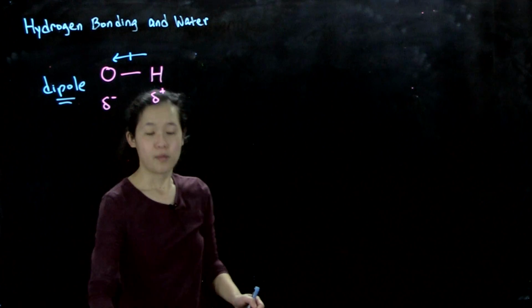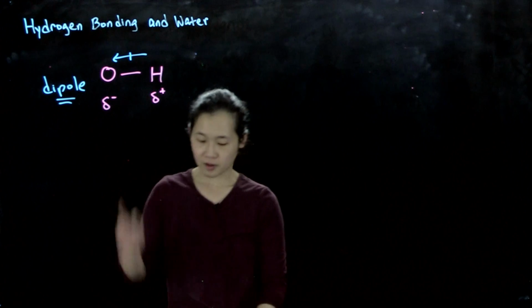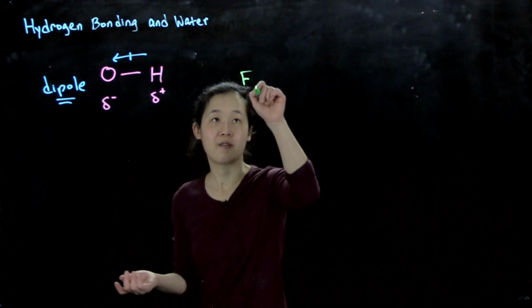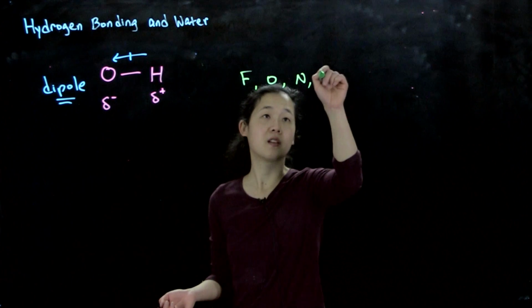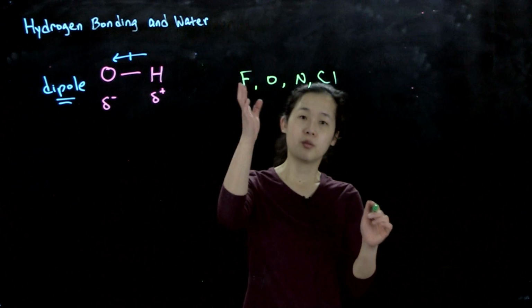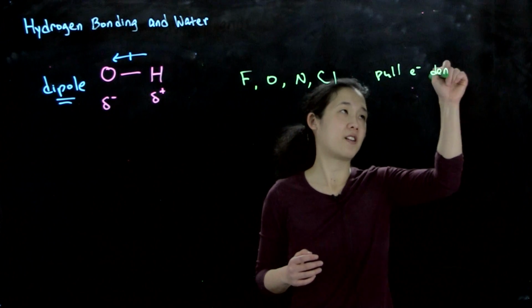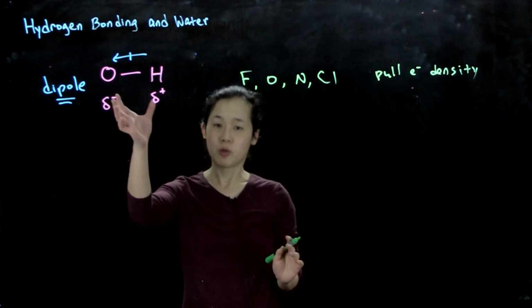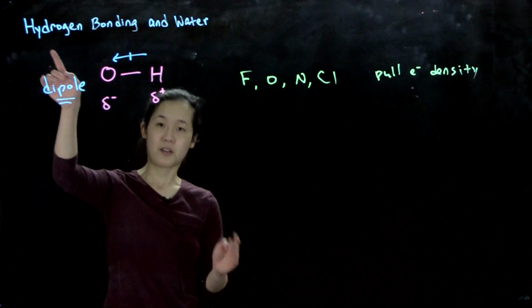Typically, electronegative atoms, let's say fluorine, of course, is even more electronegative, we have oxygen, nitrogen, chlorine. These all pull electron density away because they're very electronegative. And so these can all form these dipole moments. And as a result, we can get hydrogen bonding.